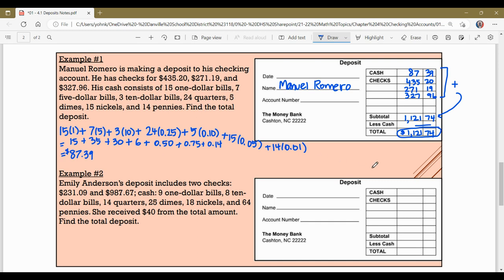So you can put the little line there for not available. You can put zeros there. It's your choice.